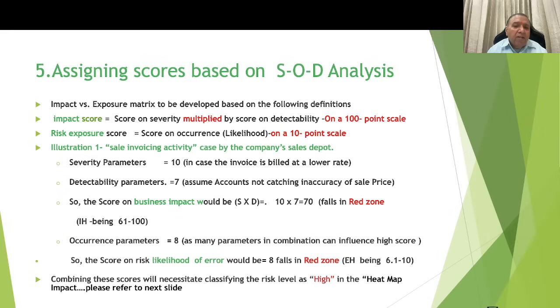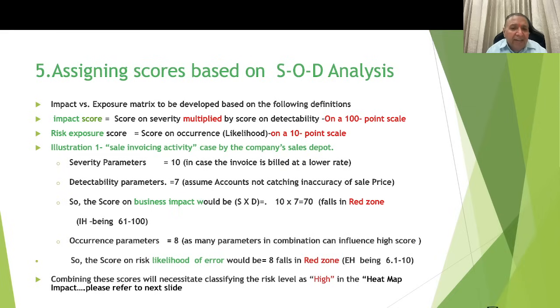Detectability parameter: I have just assumed a score of 7, assuming that accounts is not catching the accuracy of the sales price in the initial stages. It comes to light at a much later stage. The score on the business impact would therefore be S into D, which is severity into detectability, which would be 10 into 7, which is 70, which falls in the red zone. The impact being high. This I will share in the next slide.